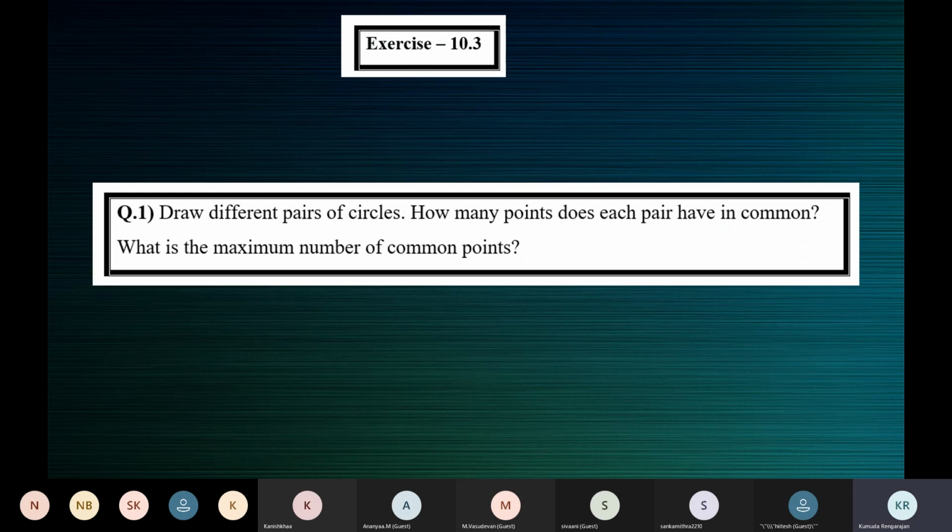So you draw a pair of circles and check how many points they have in common. Draw another pair of circles, as many as possible, of different types. When you draw many pairs of circles and identify the number of points they have in common, you will be able to conclude the maximum number of common points they can have. Just think about it, children, just a second.